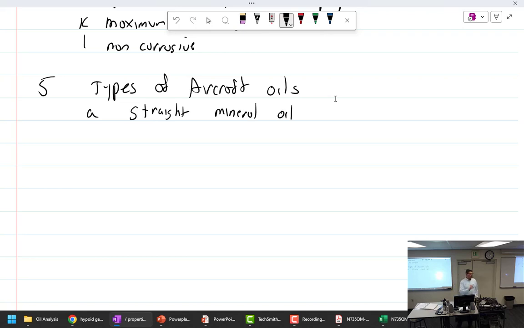When you buy oil for your car, it has all kinds of additives and detergents to clean it and whatnot. When you get straight mineral oil for aviation, it is just oil. And I think a little bit of one additive, a pour point suppressant, I think. Yeah, I was right. Pour point depressant for improved fluidity at cold temperatures. That is it. So straight mineral oil.